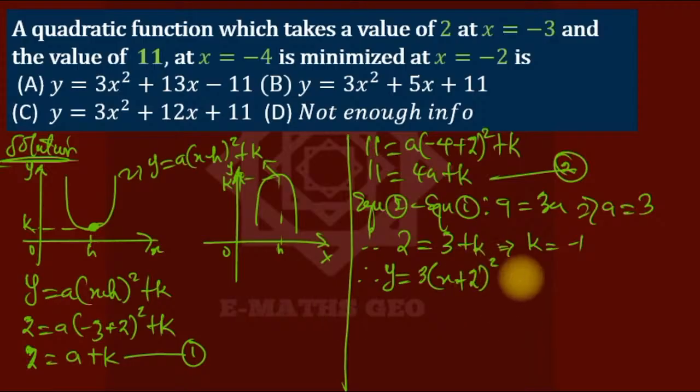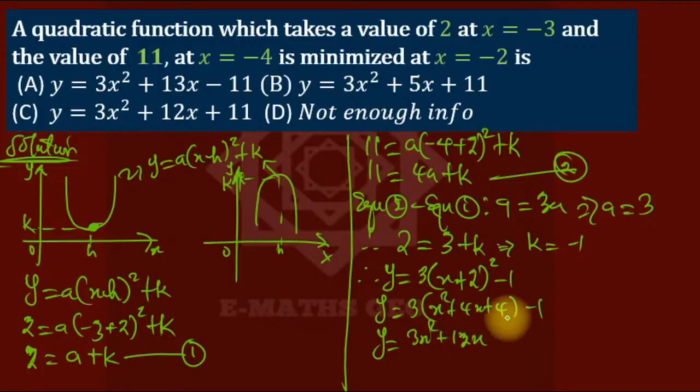K is minus 1. So this is 3 times (x squared plus 4x plus 4) minus 1. So this is y equals 3x squared plus 12x plus 12 minus 1, which is 11. So this is the quadratic function. That's the answer. That should be option C. So it's a tricky one, but still simple. Thank you.